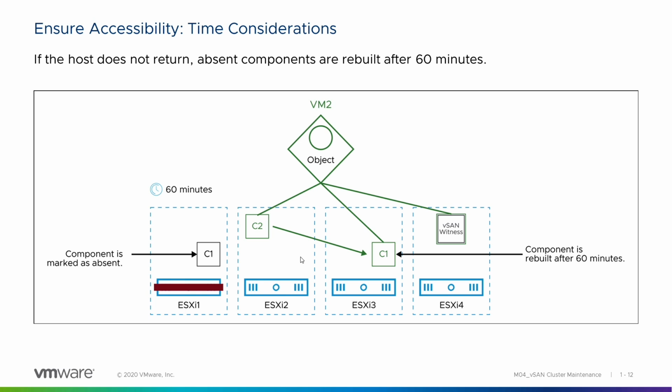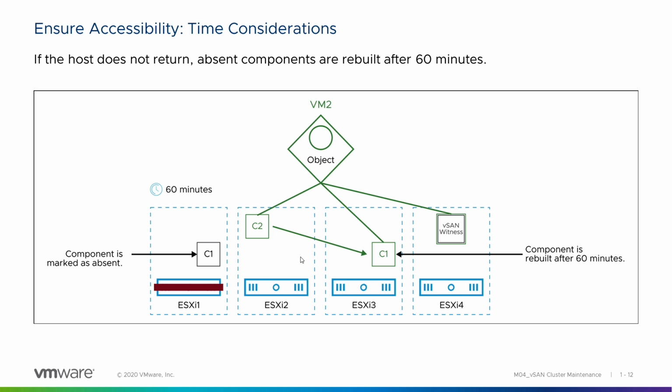And remember, when you put a host in maintenance mode, if you choose ensure accessibility, we're talking about what? Absent components. So remember, you have a default value of 60 minutes. If you do not bring that host out of maintenance mode in 60 minutes, what's going to happen is we're going to try to rebuild that data somewhere else using the other copy. So if it usually takes you 90 minutes to patch up a host, you want to change that timer from 60 minutes to 90 minutes. And that used to be changed at the host level before. Now it's at the cluster level.